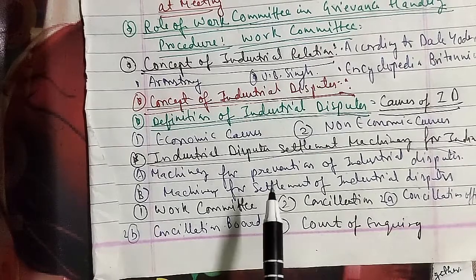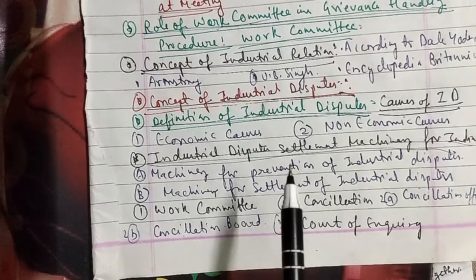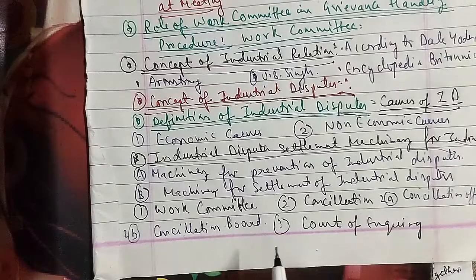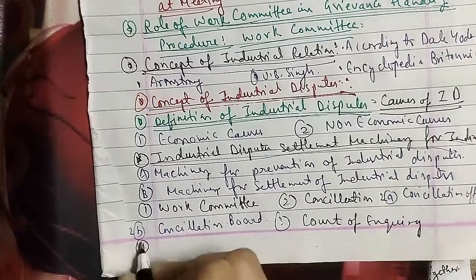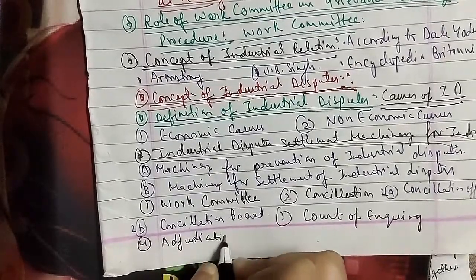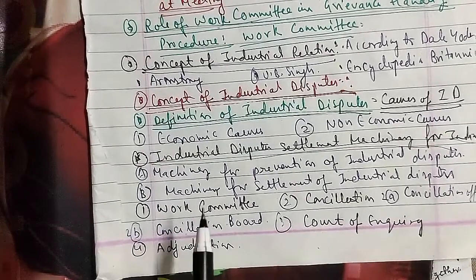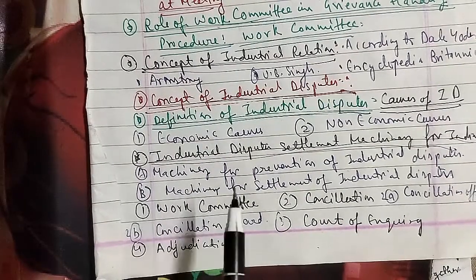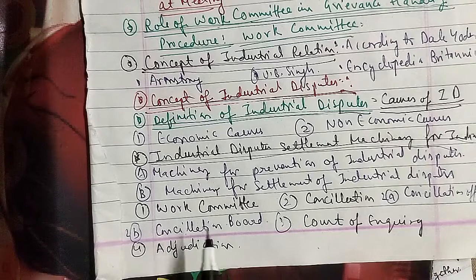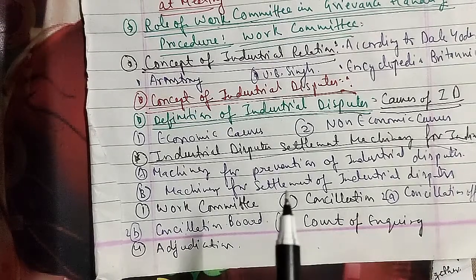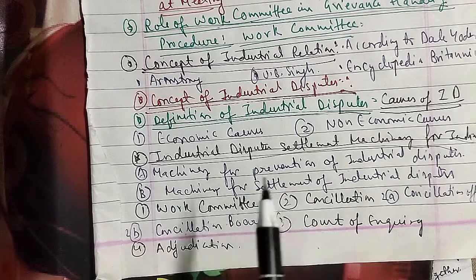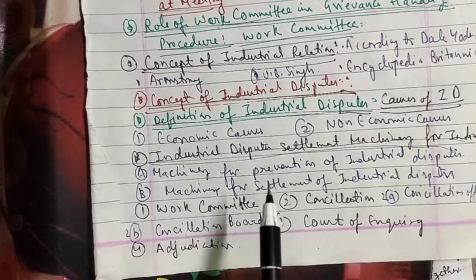The fourth we have is adjudication. Adjudication is an ultimate legal remedy for the settlement of industrial disputes. Adjudication means the intervention of a legal authority appointed by the government to make the settlement, which is binding on both the parties. In other words, adjudication means a mandatory settlement of the industrial dispute by the labor court or the tribunal.